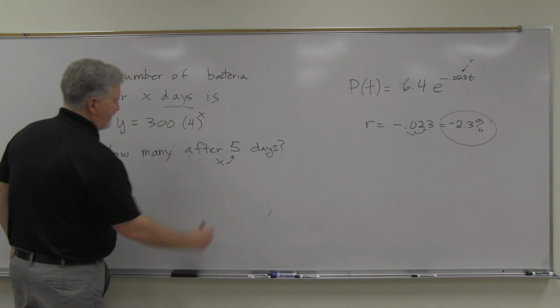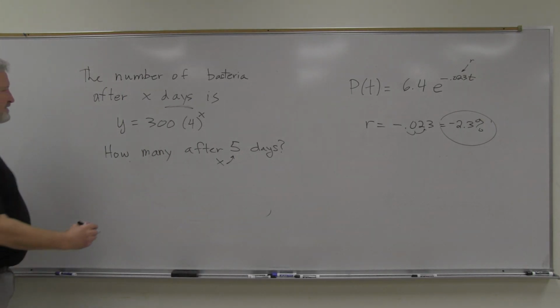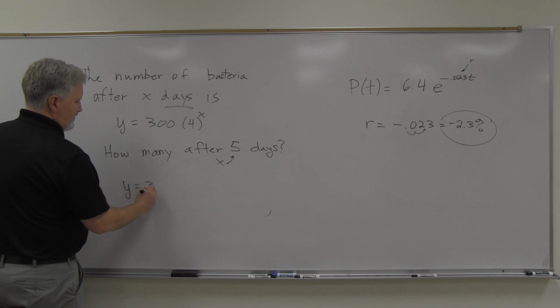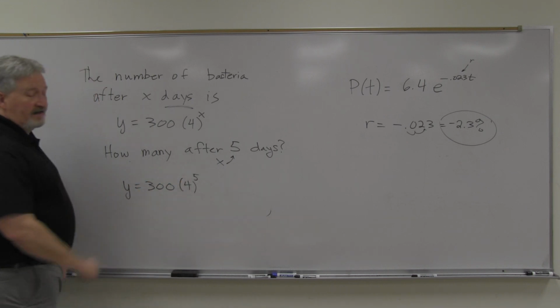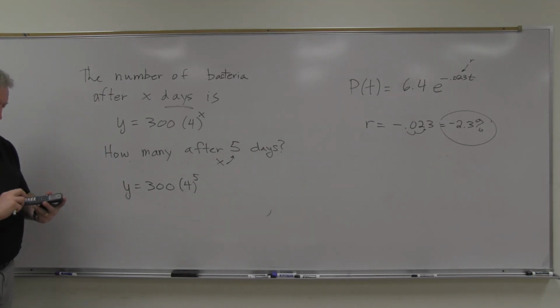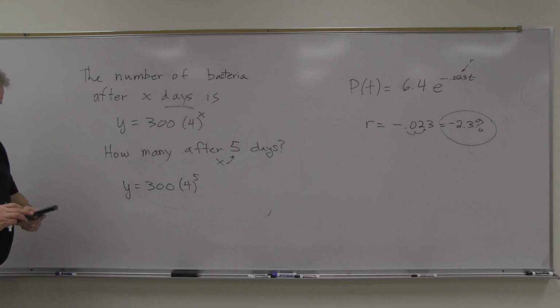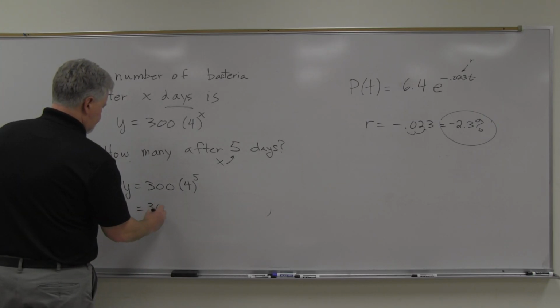All I have to do here, saying a lot to just say, is plug in the x to be 5. Okay? But it's not e in this case. They don't always have to have an e to a power for these growth models. So it's just 300 times 4 raised to the 5th power. 307,200.